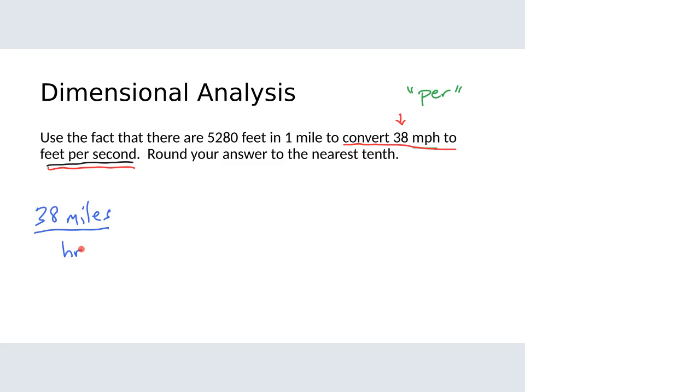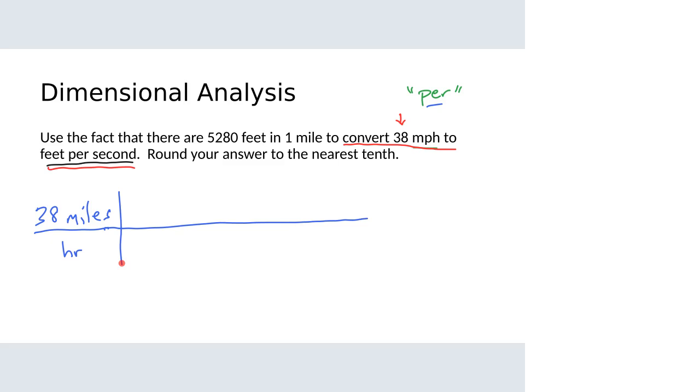What's different about this one from the previous questions is now the units we were given right at the start have "per" involved. So we have units in the top and the bottom of the initial number that we're working with. What we're going to do is convert this till we end up with feet per second. We're going to end up with feet on the top and seconds on the bottom. So we have to convert not only what's in the numerator, but also what's in the denominator.